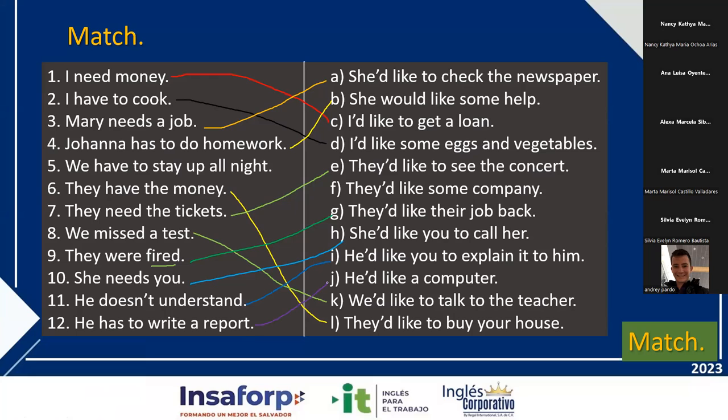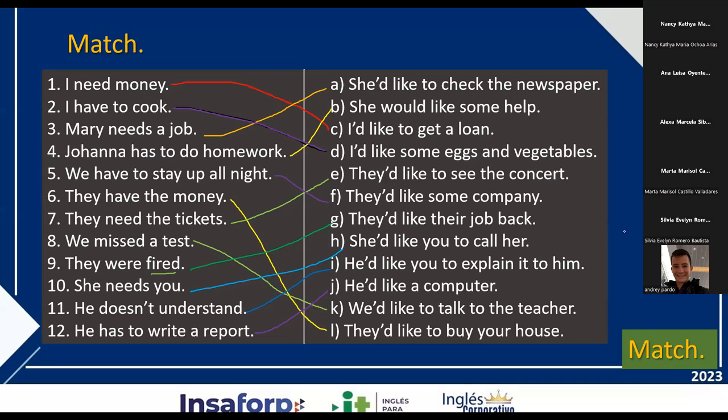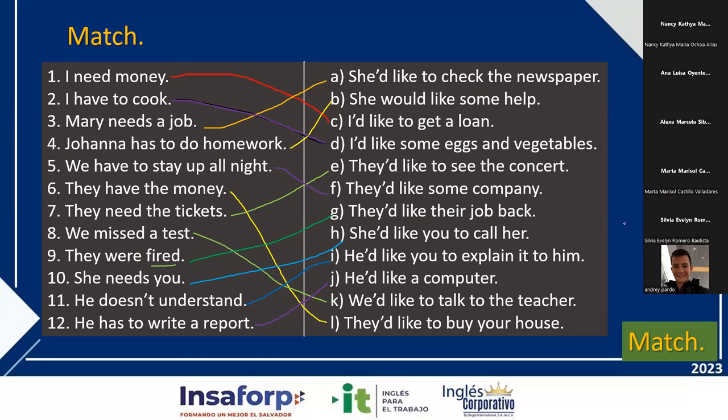Exactly. Y nos faltaba uno, ¿verdad? Este lo voy a repintar por mi vida. El number five. Little F. Number five. We have to stay up all night. They would like some company. They would like some company. Va a quedar despierto acompañando a alguien. Okay. What do you think? Is that easy? Yeah. We can. Yes. Nice. Easy.